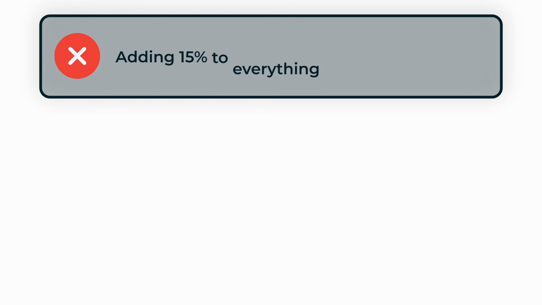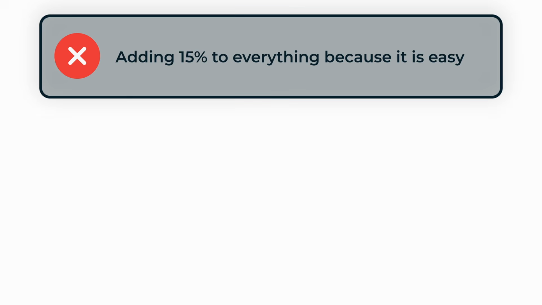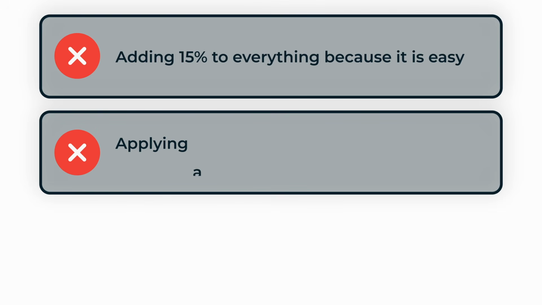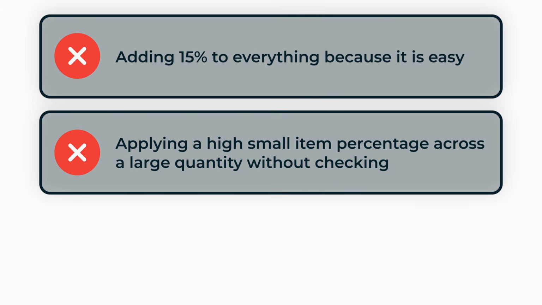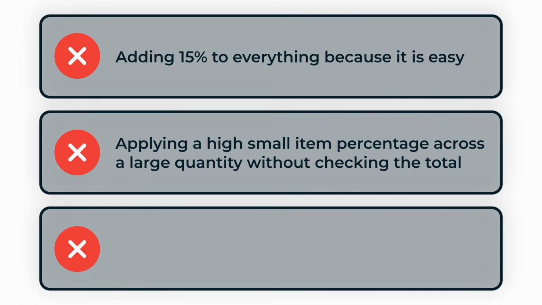There are 3 mistakes I would avoid. The first is adding 15% to everything because it is easy. The second is applying a high small item percentage across a large quantity without checking the total. The third is using a markup to hide costs that should be shown separately, such as several hours of specialist procurement. After the job, compare the markup you allow with what actually happened.